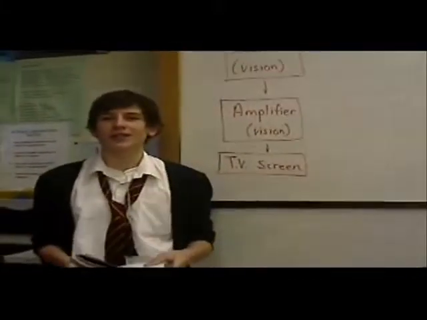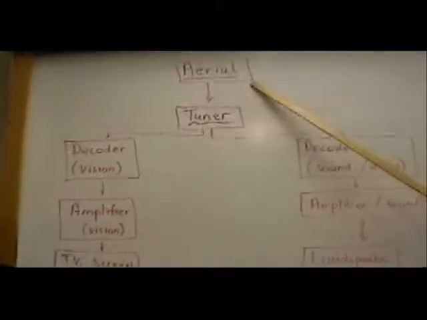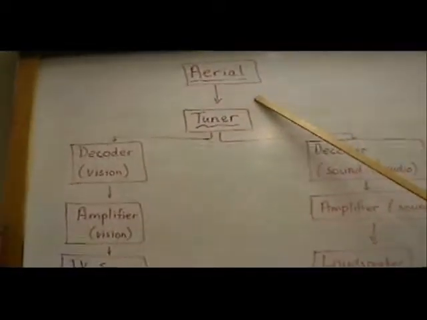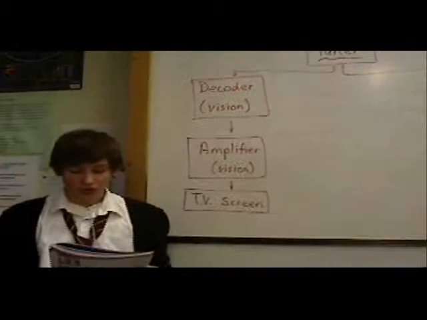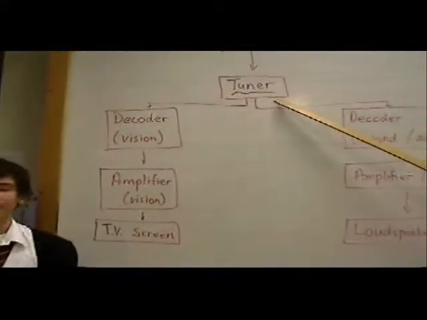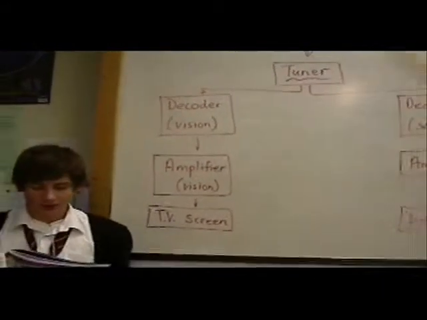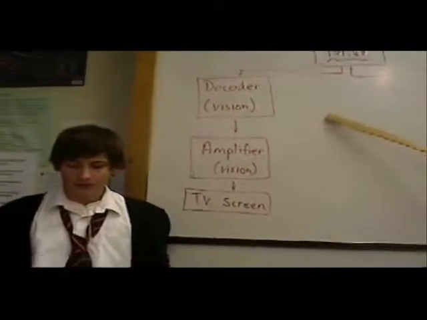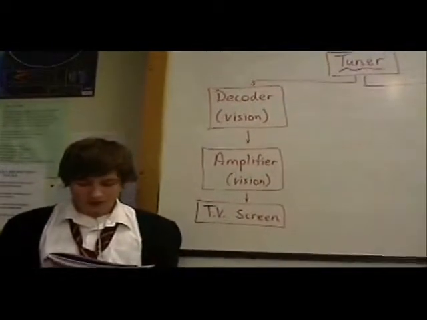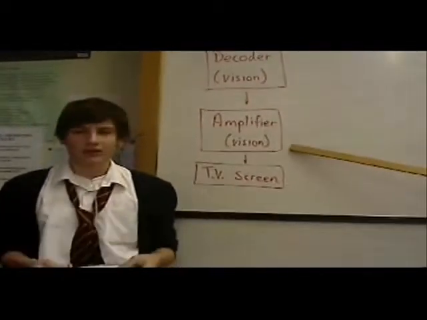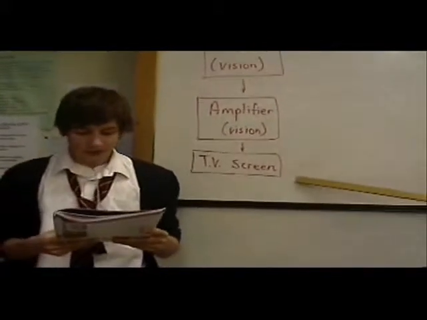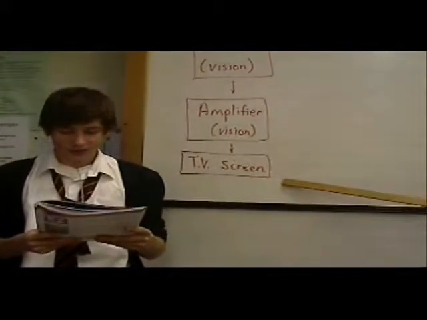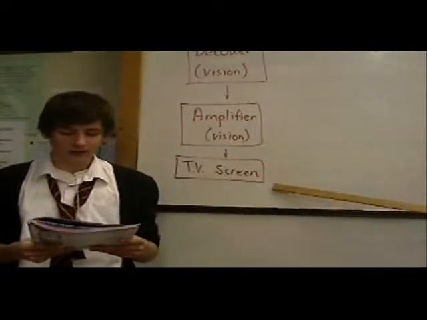The main parts of the TV are detailed to my right, the left. Aerial. Picks up all the TV signals and changes them into electrical signals. The tuner. Picks out the frequency of the TV and selects the station you want. The decoder, vision, selects a signal from the waves. The amplifier, vision, makes a signal stronger. The TV tube, well, TV screen, sorry, turns the electrical signal into light.